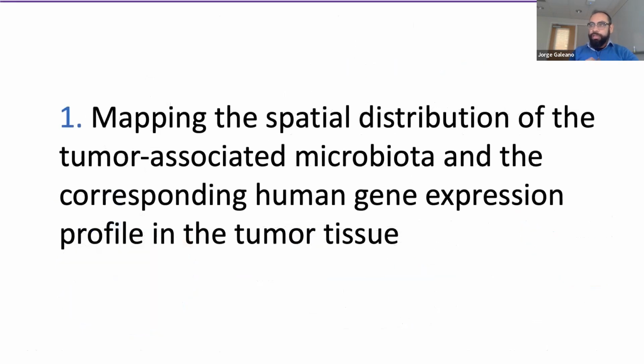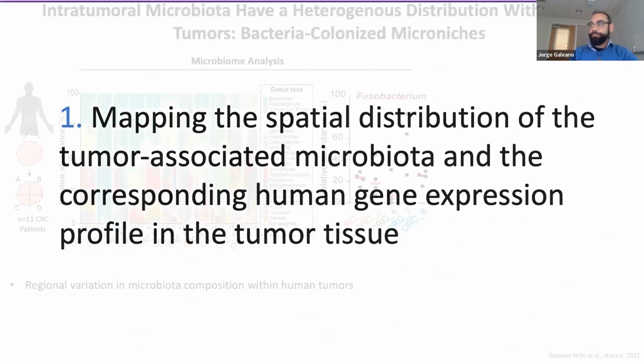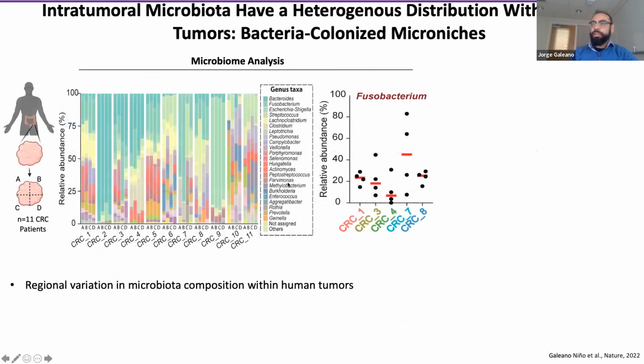Now I'm going to show you my first chapter of results, which is to evaluate where the bacteria are located in the tumor tissue. In order to answer this question, we isolated tumors from colorectal cancer patients, and then we split these tumors into 4 small pieces and performed 16S ribosomal RNA sequencing in order to evaluate the distribution of different bacterial communities.